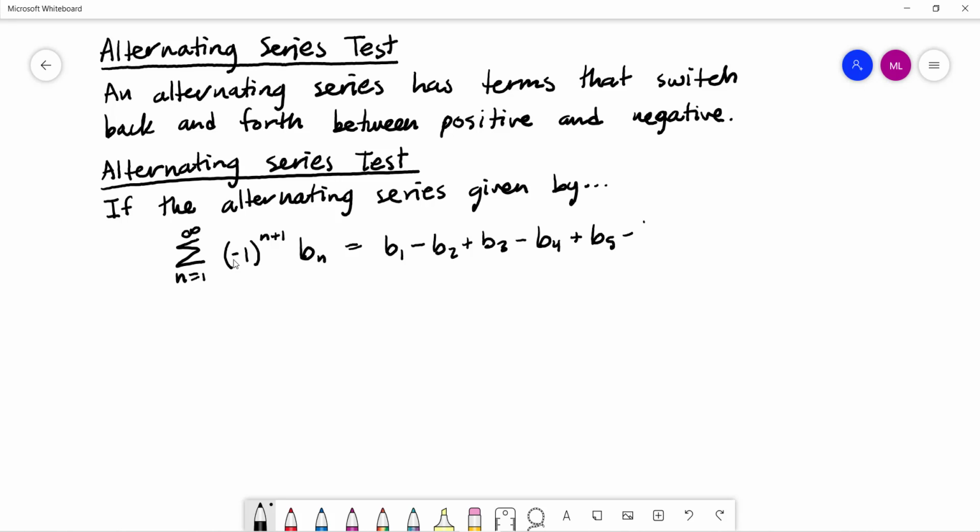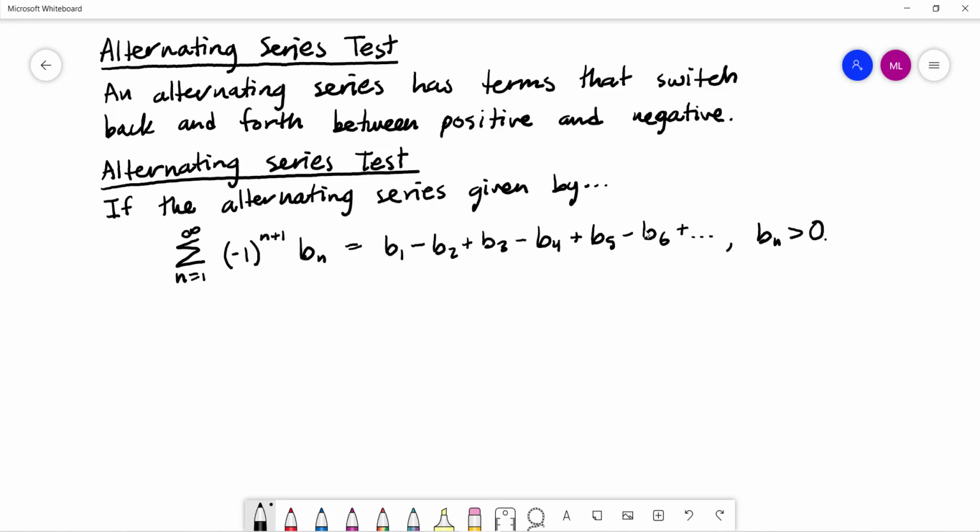Might as well add a few more. So that's what the series would look like. This is what we mean when we say it alternates: the terms alternate back and forth between positive, negative, positive, negative, positive, negative, and so on. And we're assuming that all the b sub n's are greater than 0.